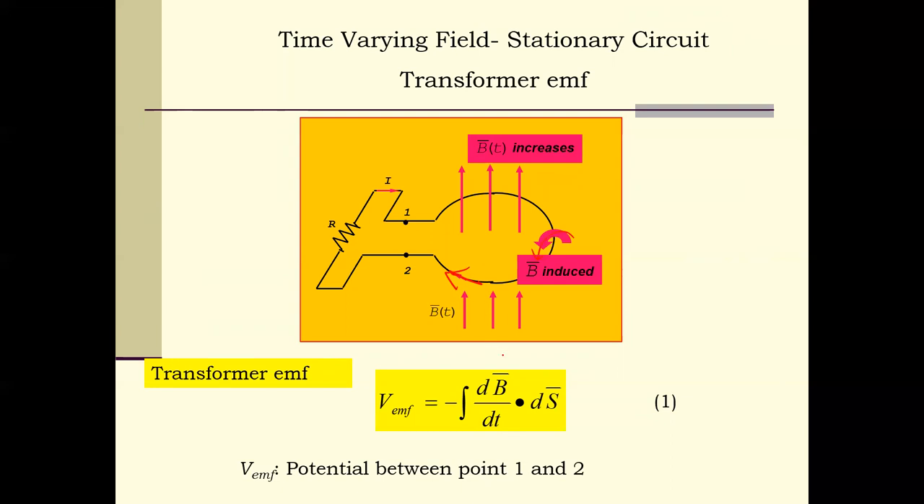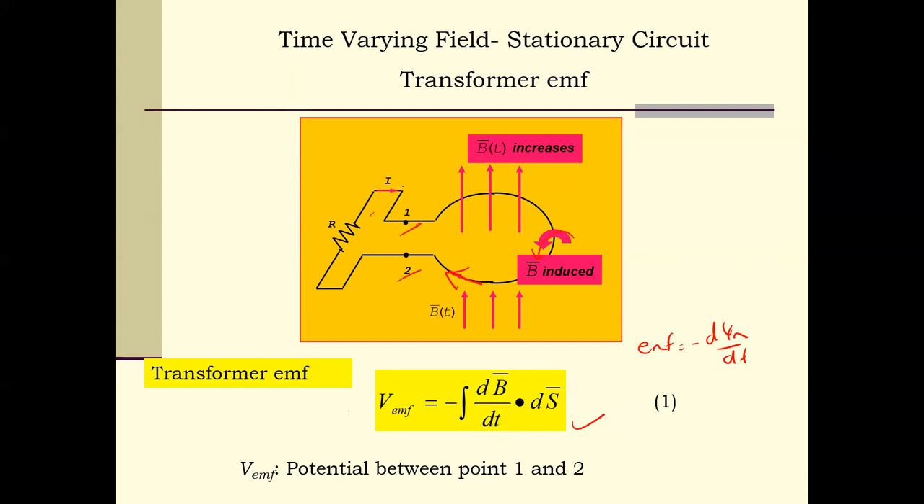Okay, and if we base on the transformer EMF equation, we're going to have EMF equals negative dψm over dt. This is the equation, basically, negative dψm over dt, and ψm is based on the integration of B dot dS. So we have this equation number one for the EMF calculation in the circuit, in which EMF is a potential between point one and point two.